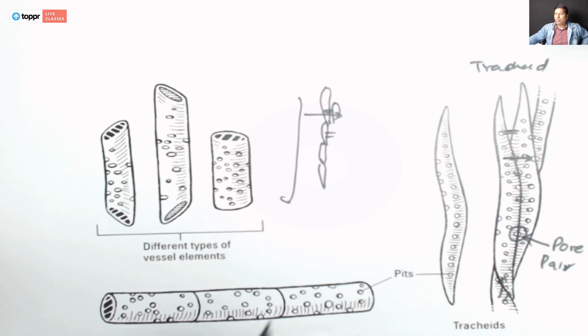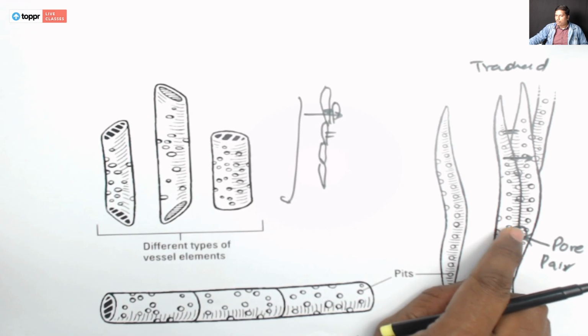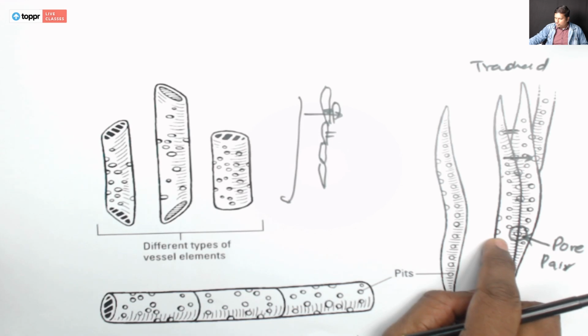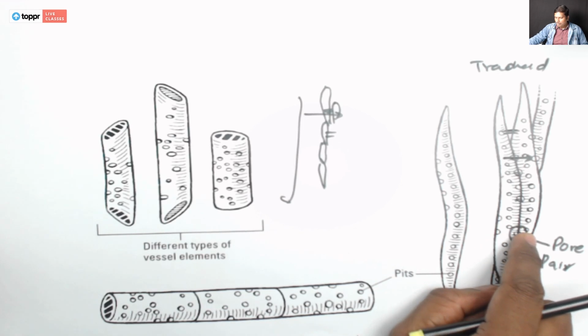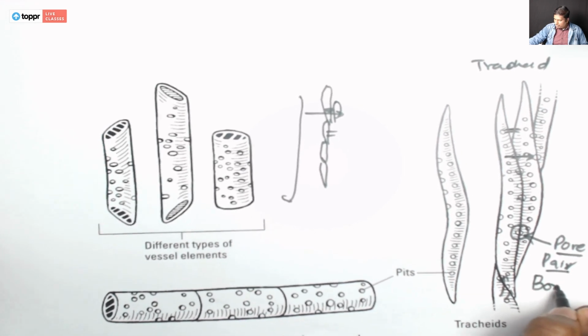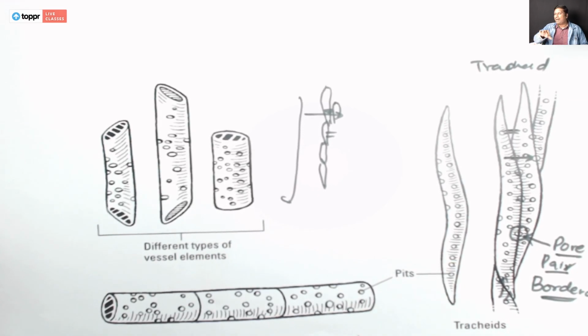Okay, it's a pore pair. So you have pore pairs through which water can move from one tracheid of the xylem tissue to the next tracheid. Now these pore pairs can be bordered or without a border. If there is a border, the border is because of the deposition of secondary tissue.